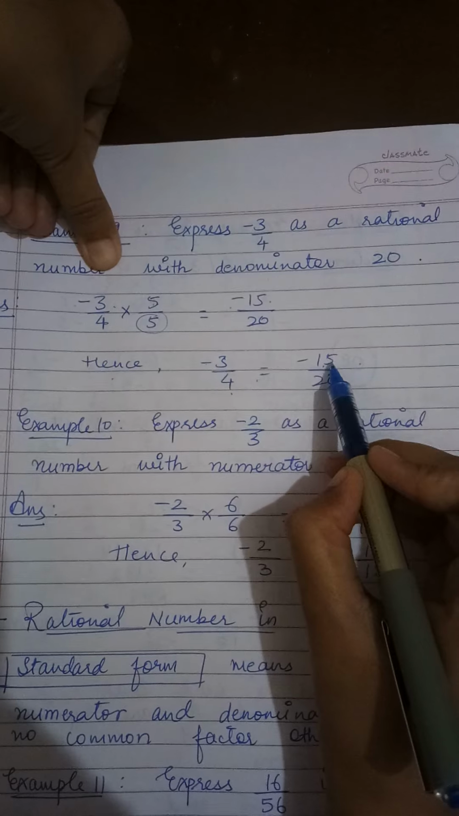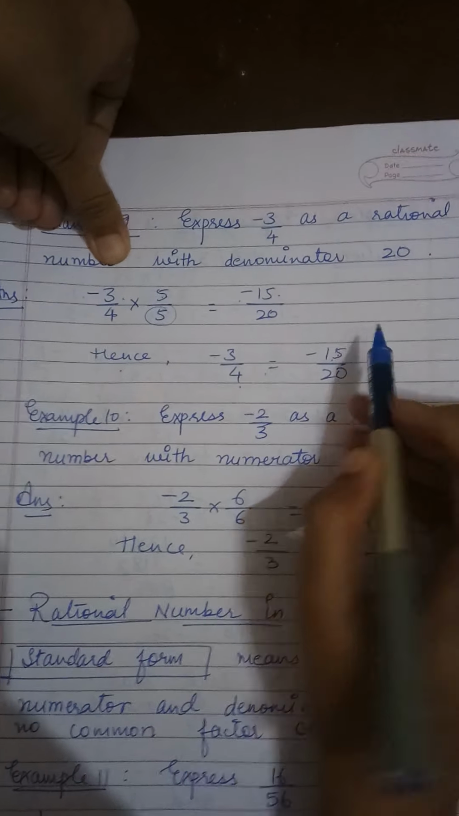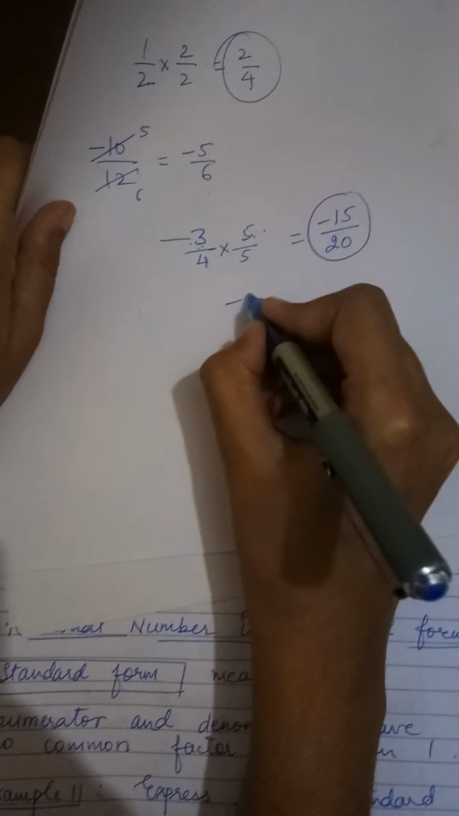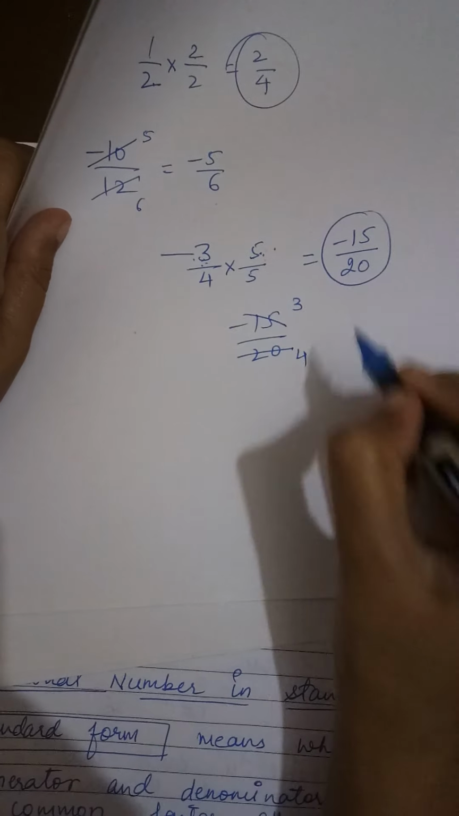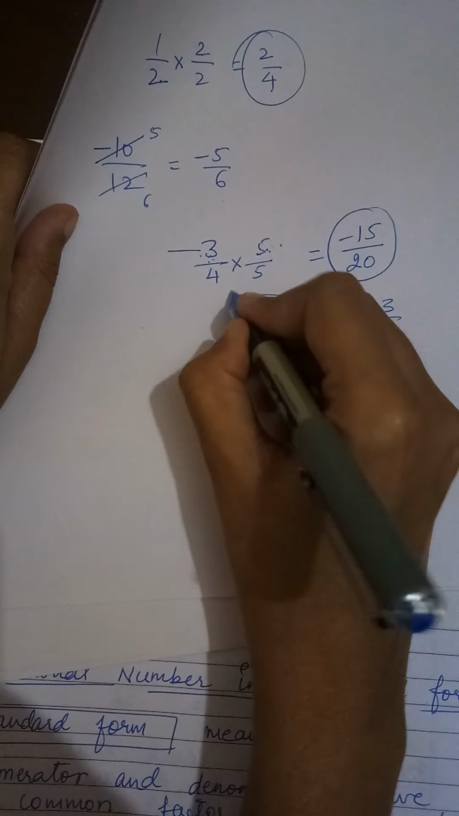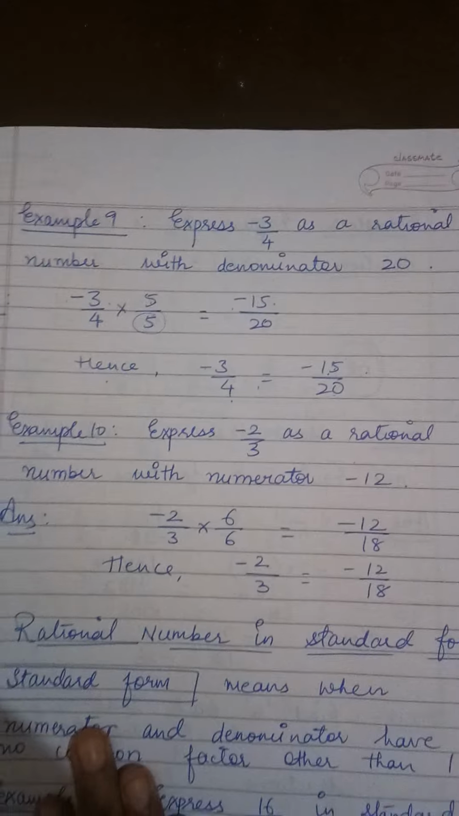How? Because this 15 and 20, if I am going to cancel also on 5, see, even if I am going to cancel also on 5, 5 threes are 15, 5 fours are 20, what is coming? Minus 3 upon 4. Same fraction is coming. Okay, so this was your way of doing the question.